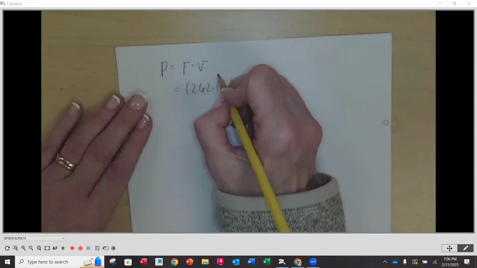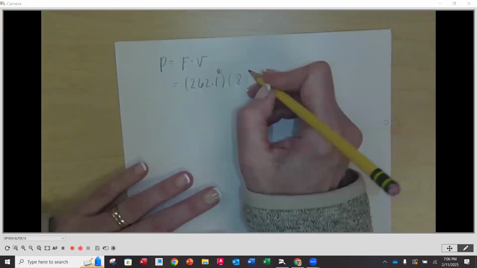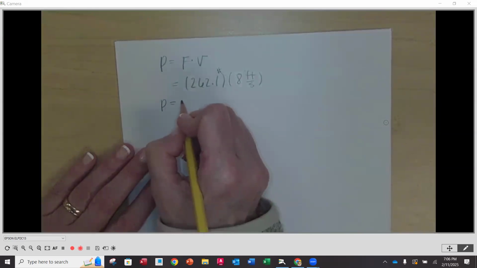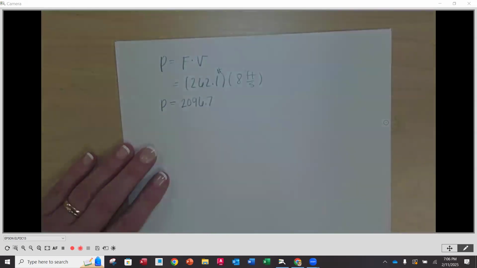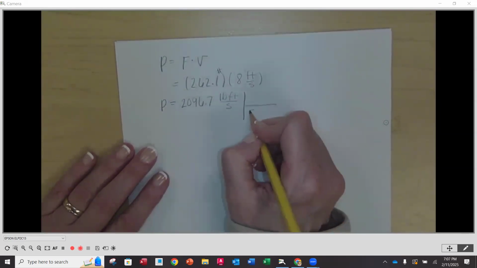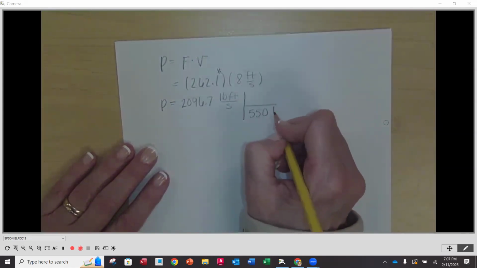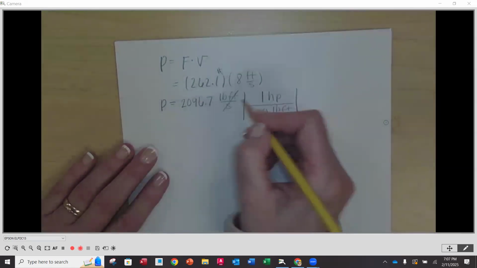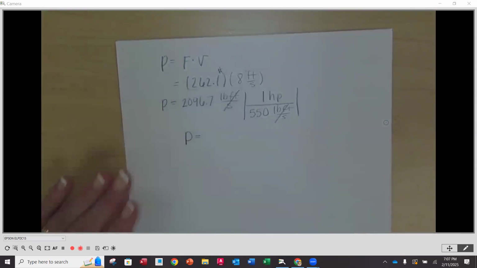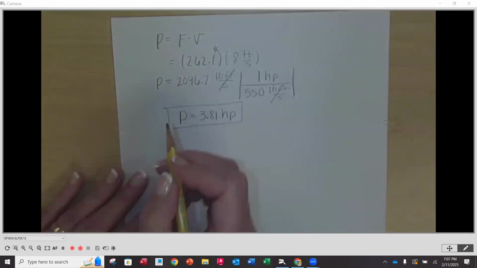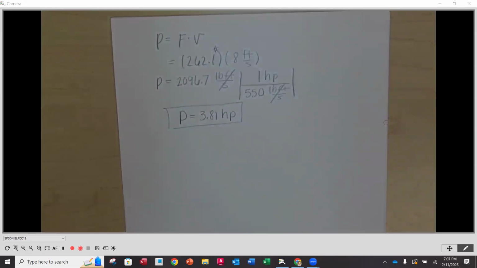I'm going to put the units in here just to verify. And this is feet per second. So our power should come out to be 2096.7. And that's going to be pound-feet per second. Then we want to convert that. 550 pound-feet per second is 1 horsepower. So these cancel, and you should get about 3.81 horsepower. Double check my numbers just to be sure, or make sure that you can get that same number.